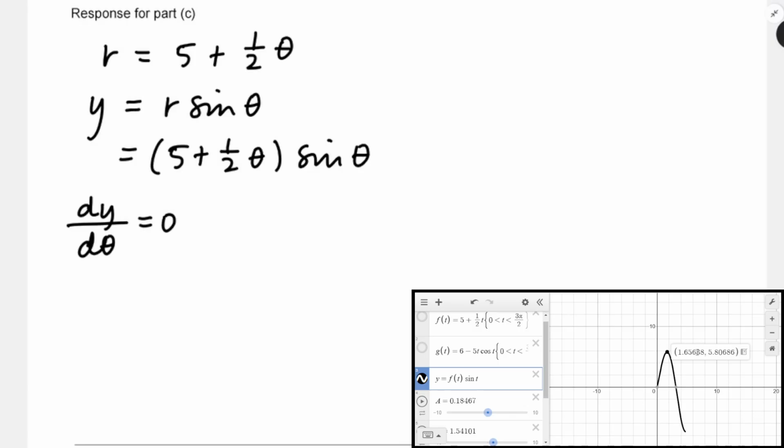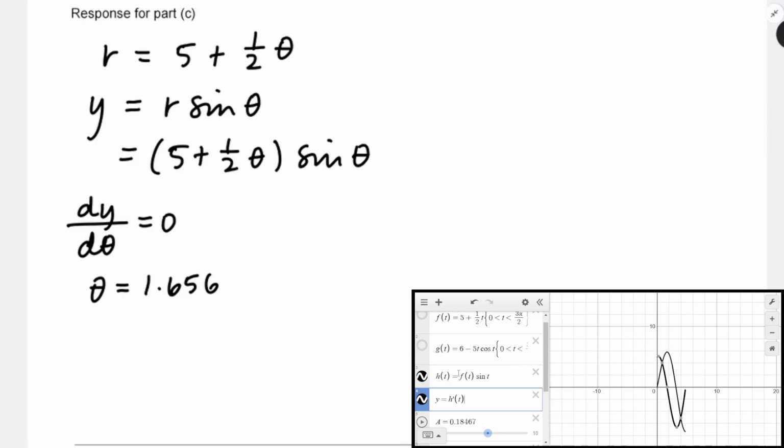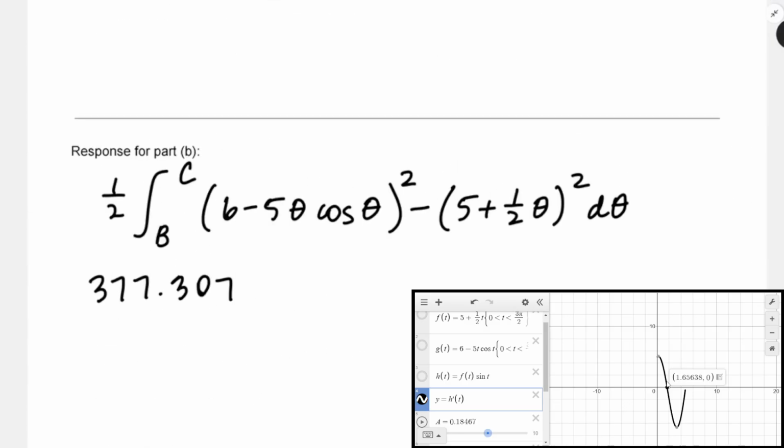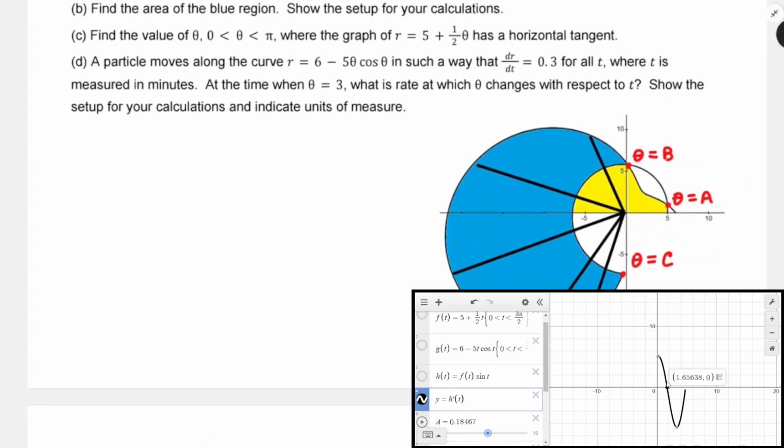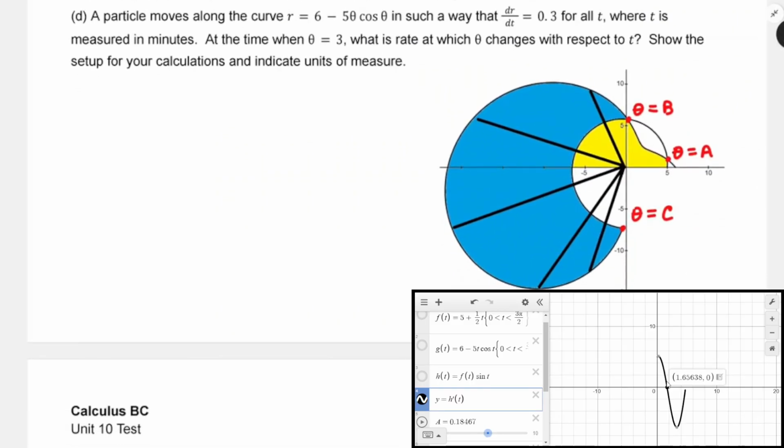Now what we could also do, I would point out, is that we could also have graphed the derivative of that, so I call that h of t, and then graphed y equals h prime of t and figured out where that went through 0, and that would be at that same 1.656 number. Okay, great. Now for part D, we're interested in, okay, a particle motion situation on the other curve.